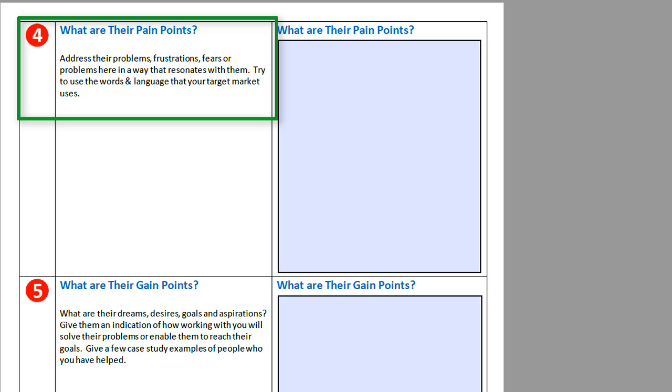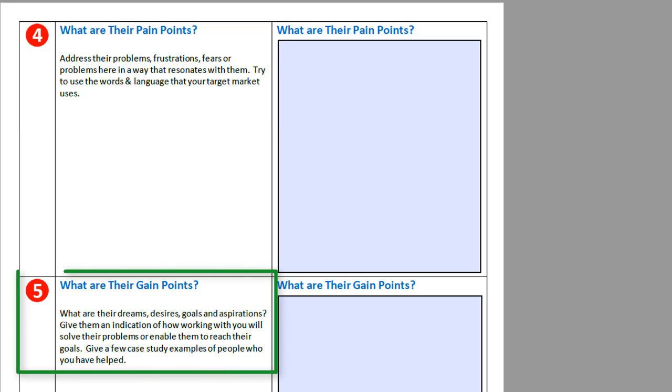So once we've done that, then the next thing we're going to do is drive into their gain points. So we're trying to cover all angles, right? So we're trying to hit them where they're in pain, and also we're trying to take them in a direction where we're basically showing them results in advance.